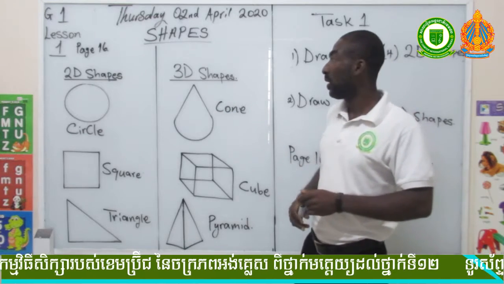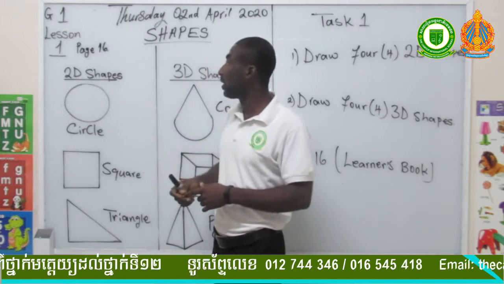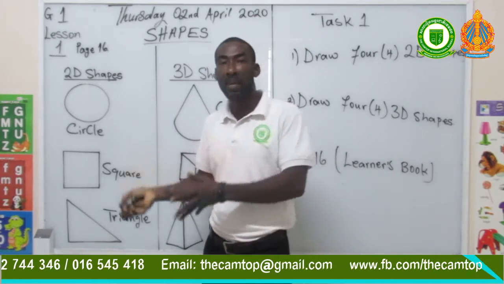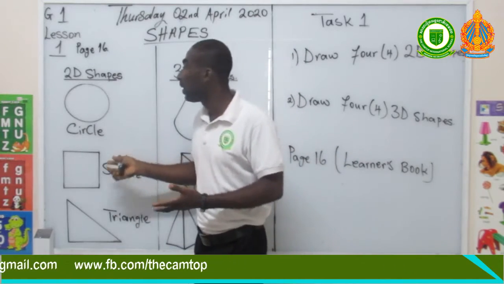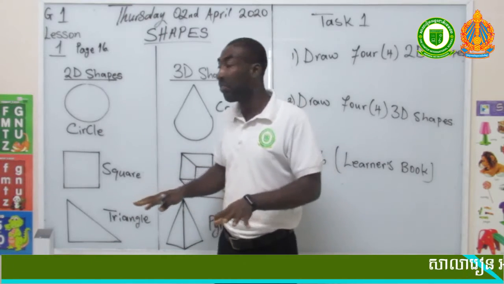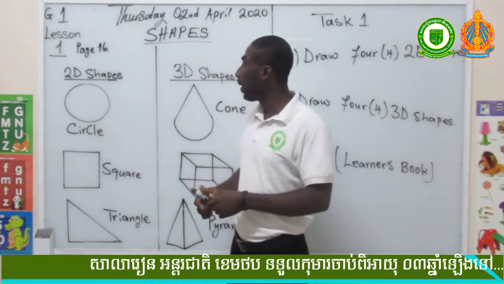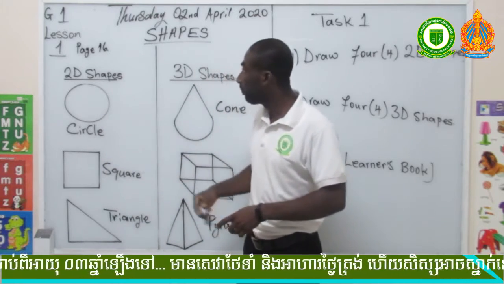So first, let's look at 2D shapes. When we say 2D shapes, what is the meaning? 2D means 2 dimensions, okay? It means that a shape having 2 dimensions has a flat surface. So over here we have 3 examples that we will look at.